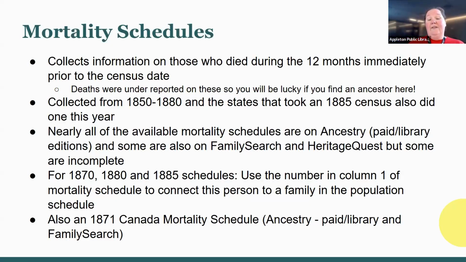If you look at the 1870, 1880, and 1885 censuses, there's a number in column 1 of the mortality schedule that connects you to a specific family in the population schedule. So if it's number 256, you would go to that population schedule and find family 256. That's the family who reported that person's death. Also, there's a Canadian one in 1871. It's on Ancestry, also on Family Search. So if you have somebody in Canada who might have died around that time, worth taking a look.